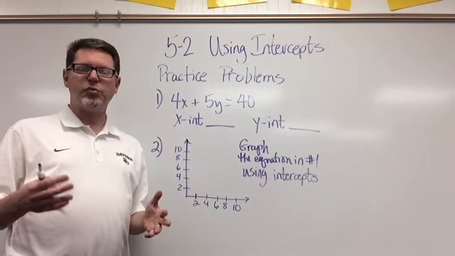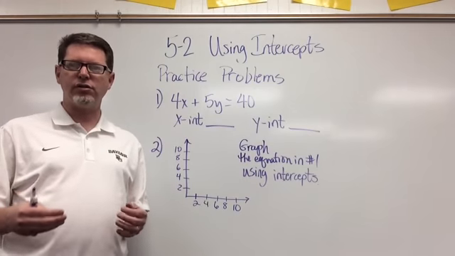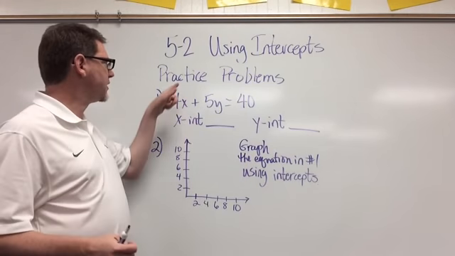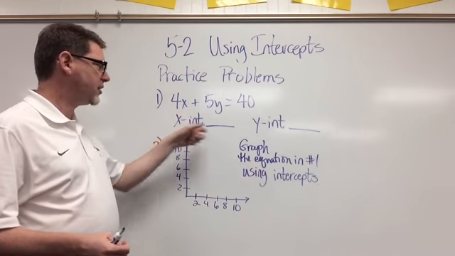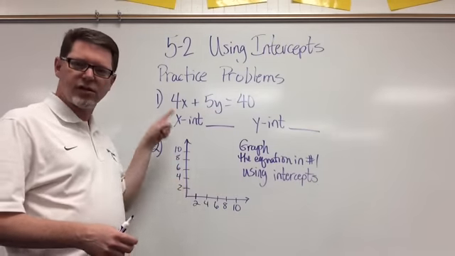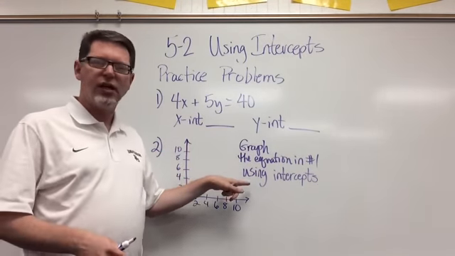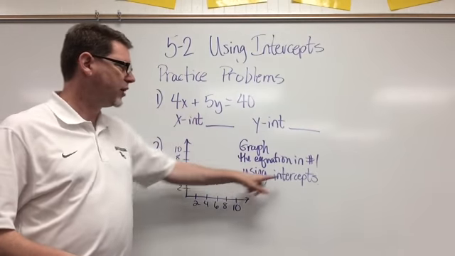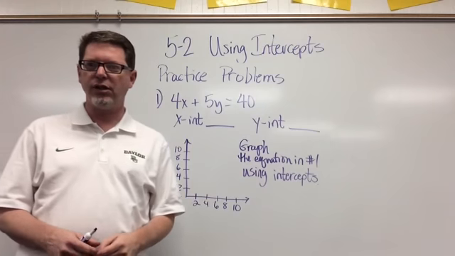So here are your two practice problems for tonight, just to let me know how much you understood from this lesson. The first one says, number 1, 4x plus 5y equals 40. Find the x-intercept and find the y-intercept. The second problem is to draw just a quadrant 1 coordinate plane and graph the equation in number 1 using the intercepts. So here we're finding the intercepts, down here we're graphing it using the intercepts.